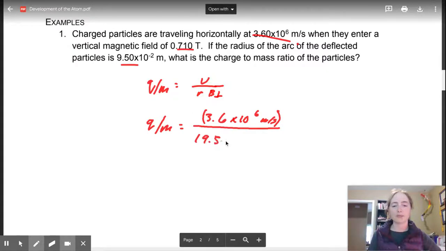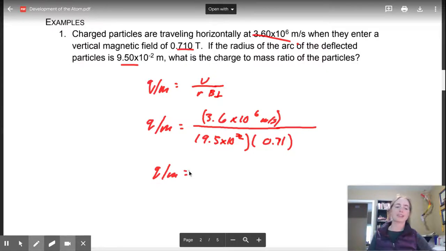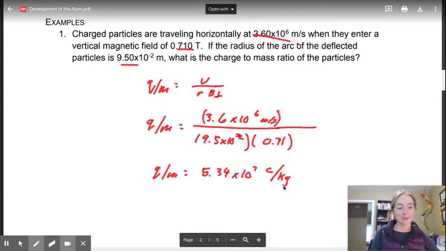So our radius is 9.5 times 10 to the power of negative 2 meters and 0.171 Tesla. Okay, so our charge to mass ratio, ladies and gentlemen, once you've plunked that into your calculator and put that into appropriate significant digits with units, is going to be 5.34 times 10 to the power of 7 coulombs per kilogram.